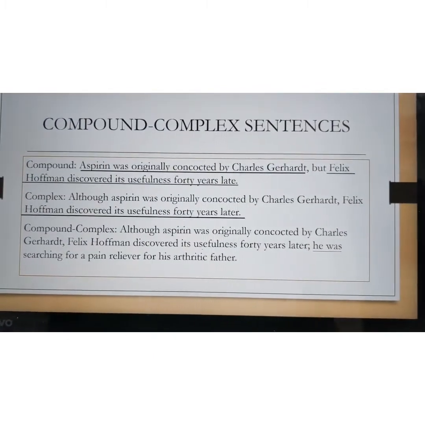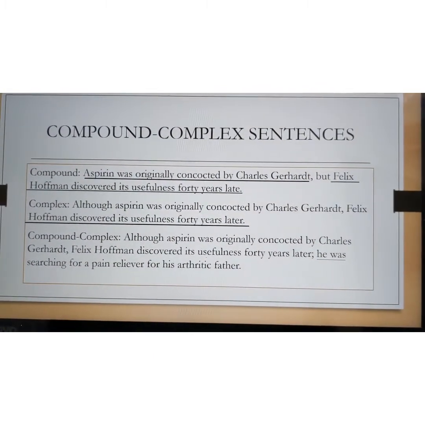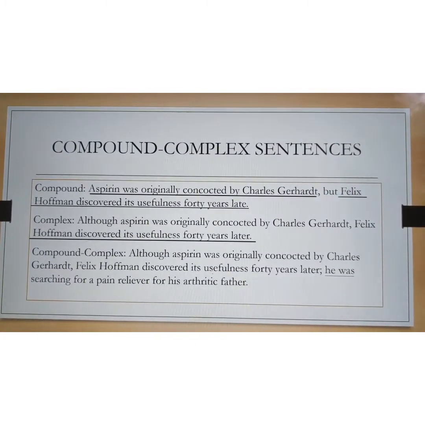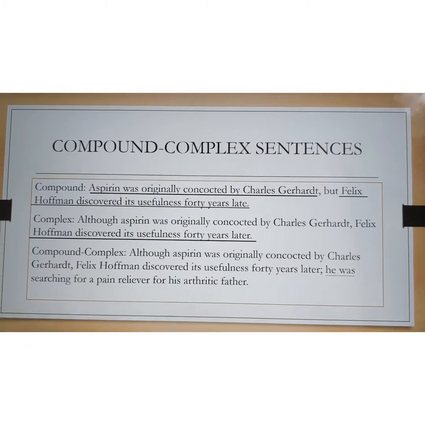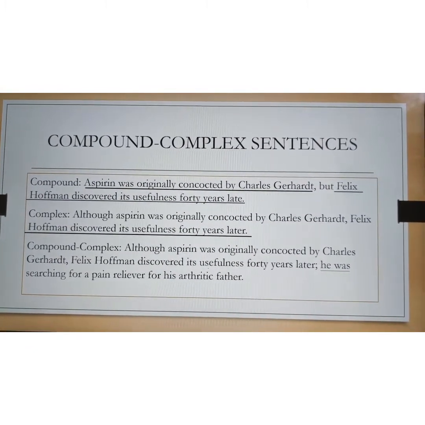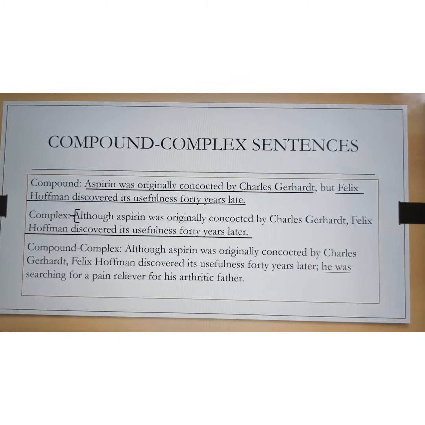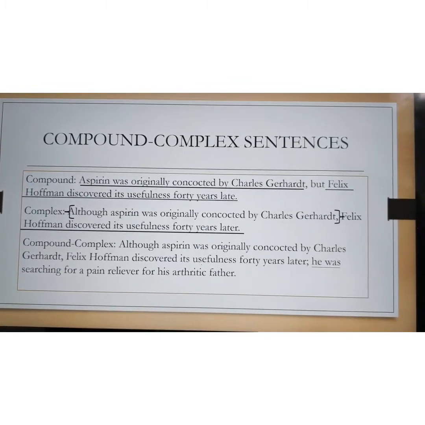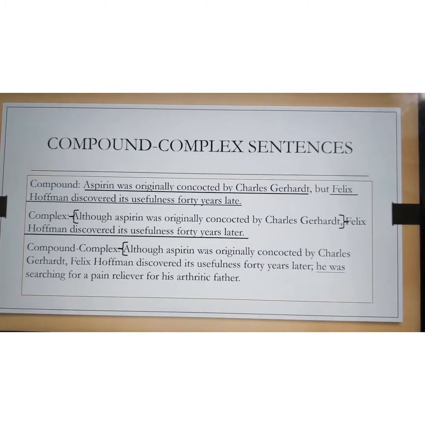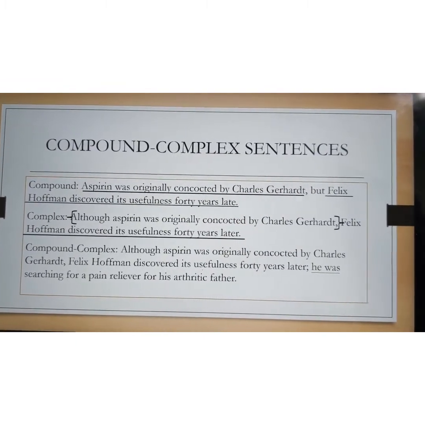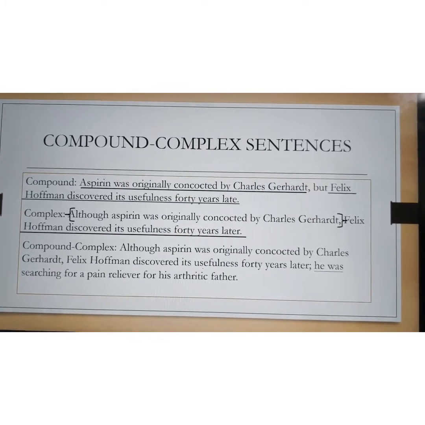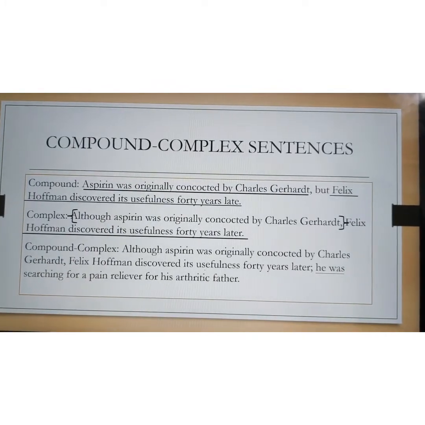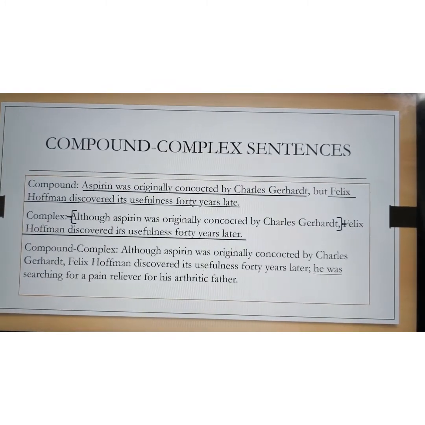Moving on to our complex sentence. Remember, our complex sentence has one independent clause, which I have underlined, and then it has one dependent clause that is depending upon the other part of the sentence, which would be, although aspirin was originally concocted by Charles Gerhardt. So that's depending upon our other part of the sentence. So that would be our dependent clause. It's introduced by our subordinating conjunction, although, and then it's depending upon our independent clause.